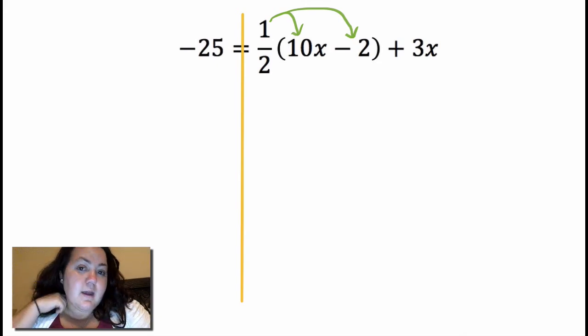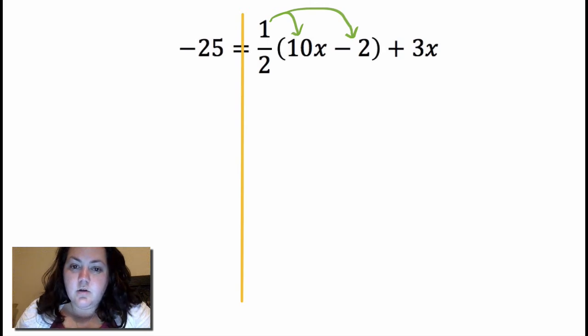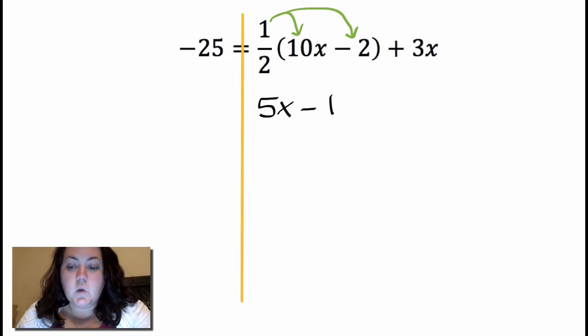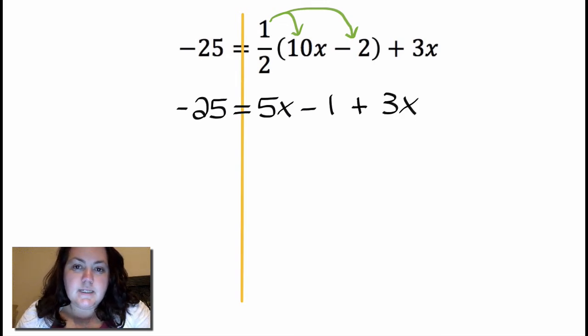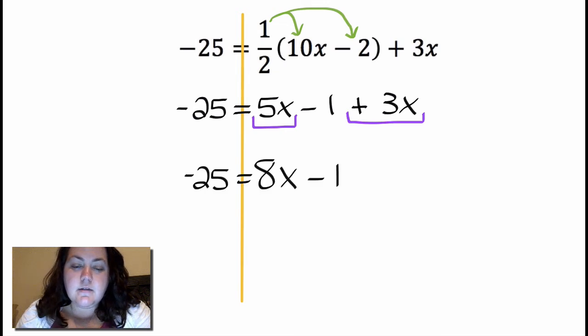But when you're multiplying by a half, all you're doing is saying, what is half of 10? Well, half of 10 is 5, so half of 10x is 5x. Half of 2 is 1, so I have 5x minus 1. Then I'm going to bring all the other pieces down. On the right side, I'm going to combine like terms. I have 2x pieces. So 5x plus 3x is going to become 8x.